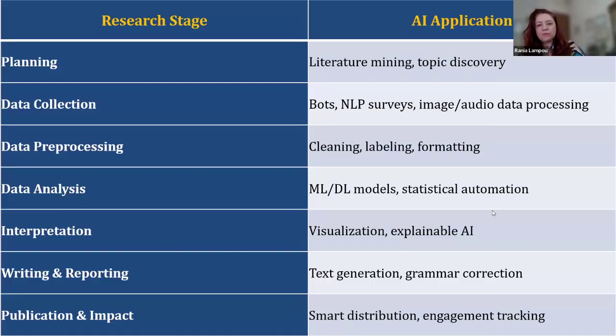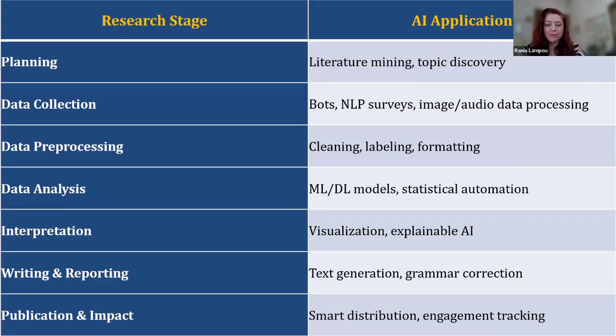So for each research stage, we have AI applications. For planning, AI can help us with literature mining and topic discovery. For data collection, we have bots, NLP surveys, image or audio data processing. With data pre-processing, AI helps us with cleaning, labeling, and formatting. With data analysis, we have machine learning model statistical automation. With interpretation, AI applications are visualization, explainable AI. For writing and reporting, we have text generation, grammar correction.